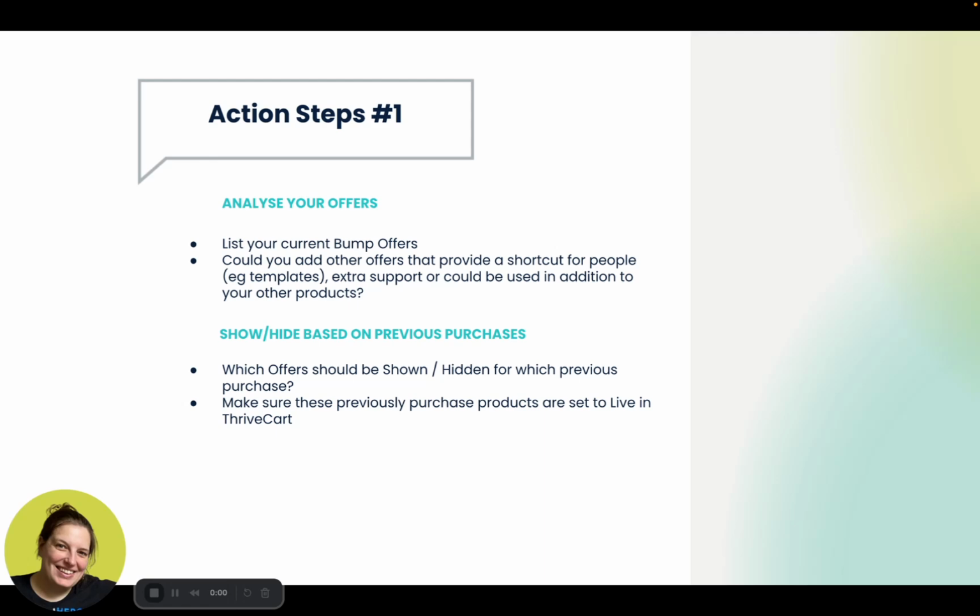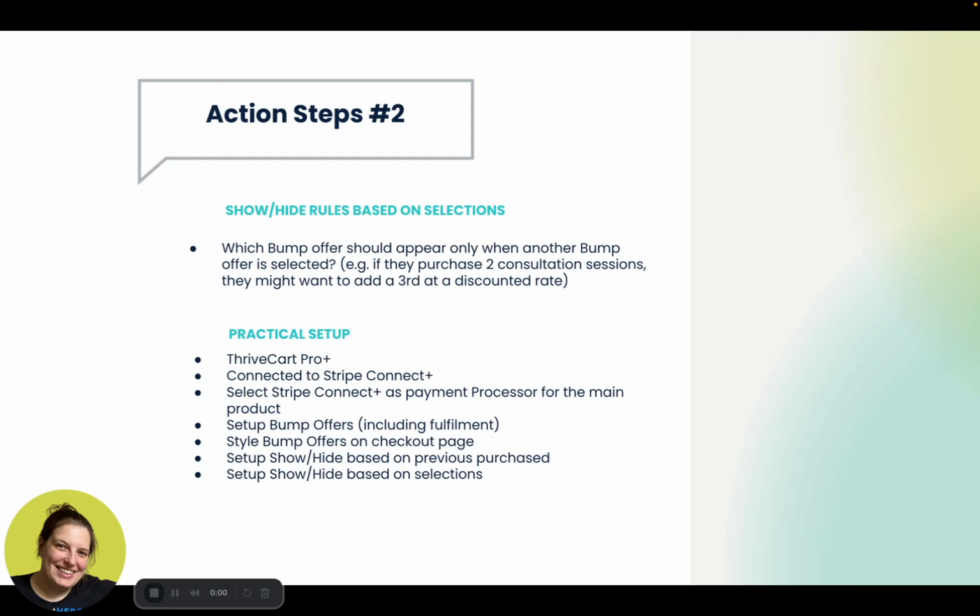And then make sure that these previously purchased products, there's a D missing there, sorry, are set to live in ThriveCart so that they actually show up in that list of products. And then think about the show hide rules based on selection, so what they are checking on the checkout page. So which bump offer should appear only when another bump offer is selected. So for example, if they purchase 2 consultation sessions, they might want to add a third at a discounted rate. You can think of all kinds of scenarios there.